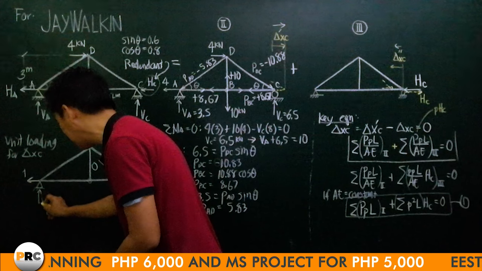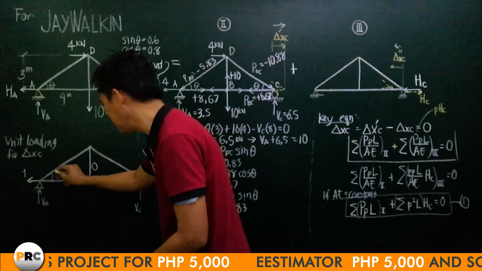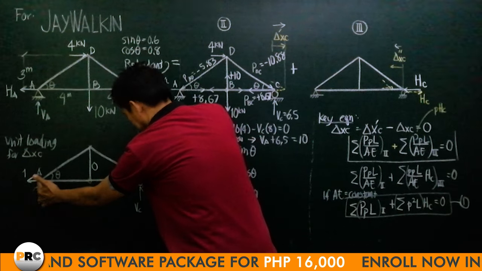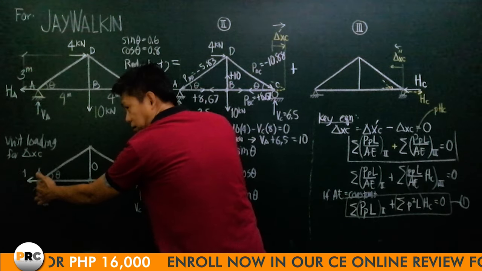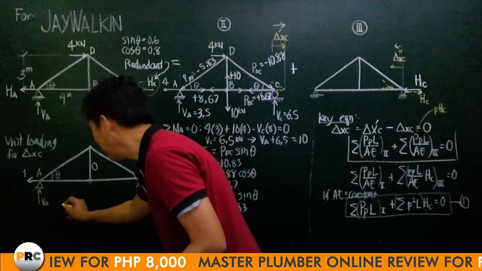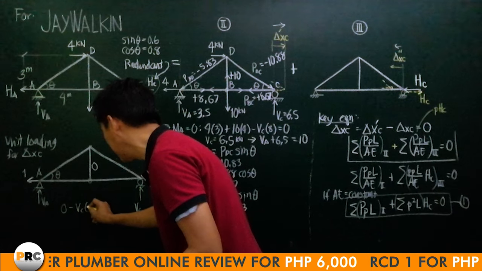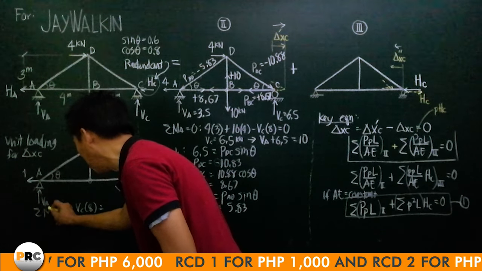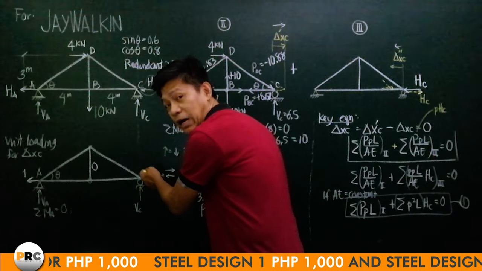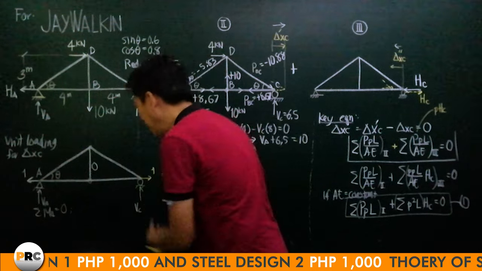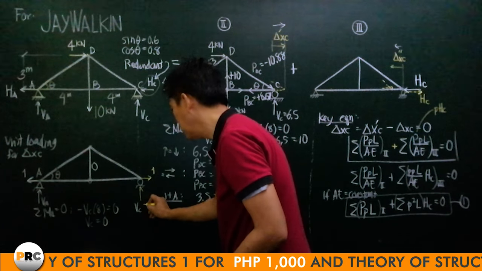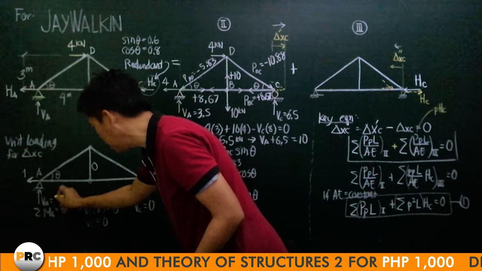Now at this joint, this is vertical at C, this is vertical at A. This is theta. If we take the summation of moments at point A equals zero, this external load doesn't have a moment at A. So zero minus BC times A is zero. So BC is equal to zero. Force up equals force down, so BA is also zero.